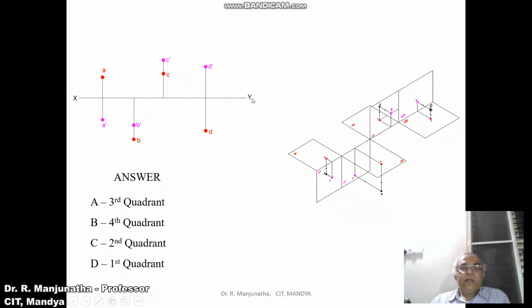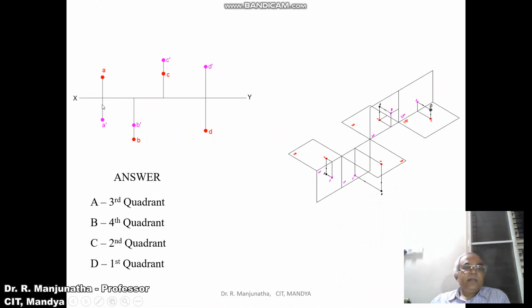First we draw the XY line and mark XY, and he says the top view is above XY line and front view is below XY line. So draw any vertical projector, and he has not given any distances. We can assume any distance, and you mark the point A above XY line and A dash below XY line. So the top view will be above XY line and the front view will be below XY line. This has to be in the third quadrant. So point capital A lies in the third quadrant.